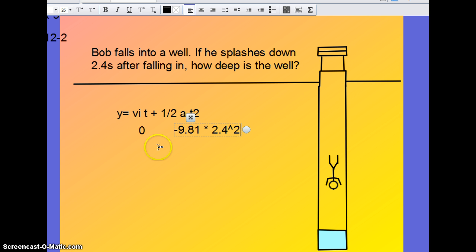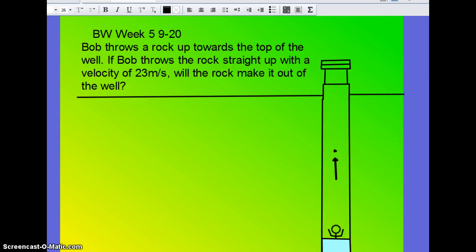Alright, when I've got that in there, half of 9.81 times 2.4 squared, my answer comes out to be 28.25. 28.25 meters. And I'm going to put a negative on there because it is a negative displacement because you're falling down the well. Okay, nice little example. Let's look at the next nice little example.